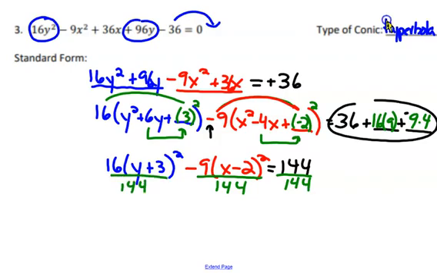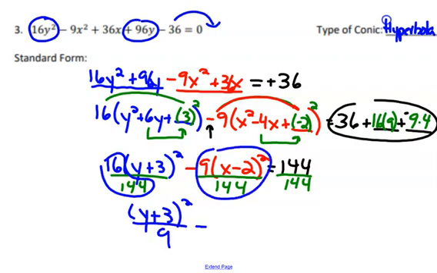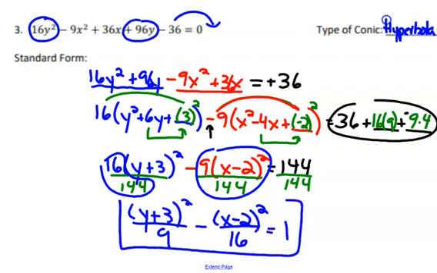And we're going to reduce this. So 16 over 144 is 9. Here, if I divide the top by 9 and the bottom by 9, I get 16. So I'm just reducing that fraction. I'm just reducing 9 over 144 to 1 over 16 is all I'm doing.